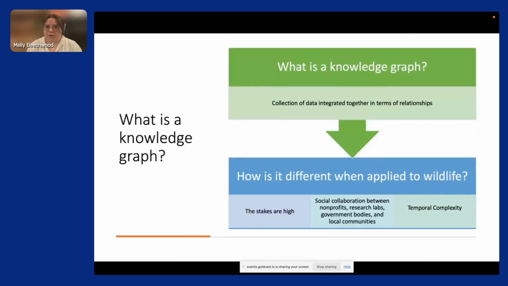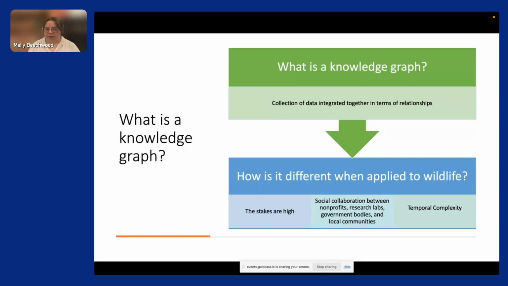So let's chat a little bit about knowledge graphs. Now, given that you're at Nodes, I'm sure you're a little bit familiar with the knowledge graph, but just in case, it's a collection of different types of data integrated together in terms of relationships. Primarily, you see this in search engine optimization, in analysis around recommendation systems, and honestly, they're used all over the board.